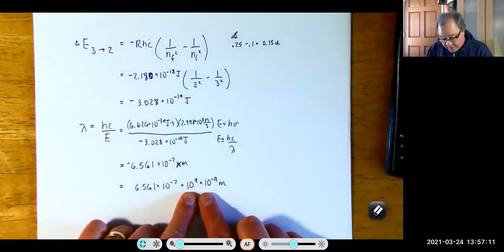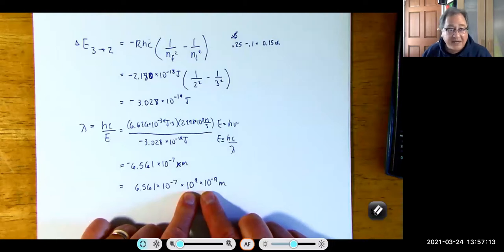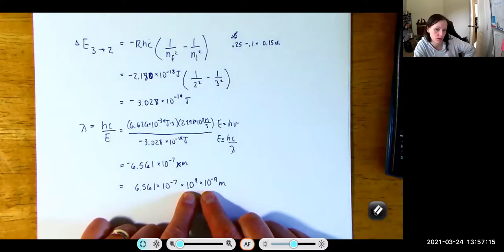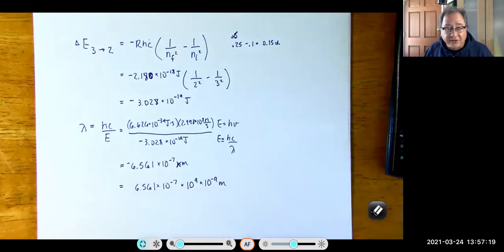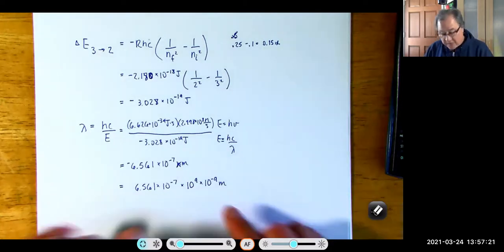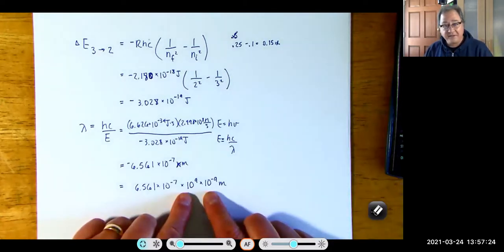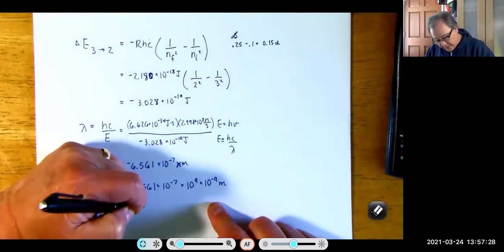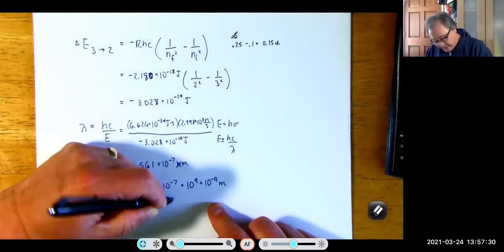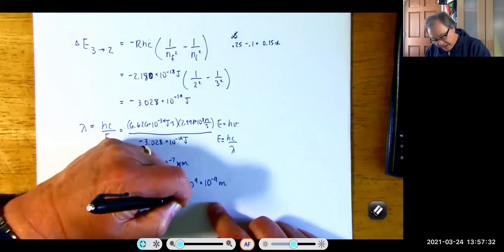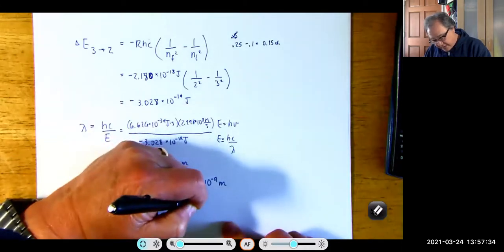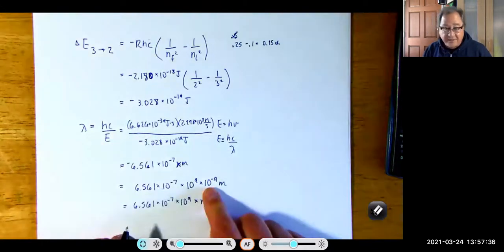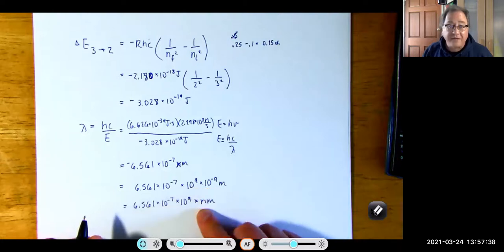So what happens when I multiply by 10 to the 9th times 10 to the minus 9? Don't they cancel? They cancel. They don't really cancel, but they become 10 to the 0, which is 1. So I'm multiplying by 1, correct? Yeah. So now I've got 6.561 times 10 to the minus 7 times 10 to the positive 9 times nanometers. So I've taken this 10 to the minus 9 and I've turned that into a nano. Is that okay?